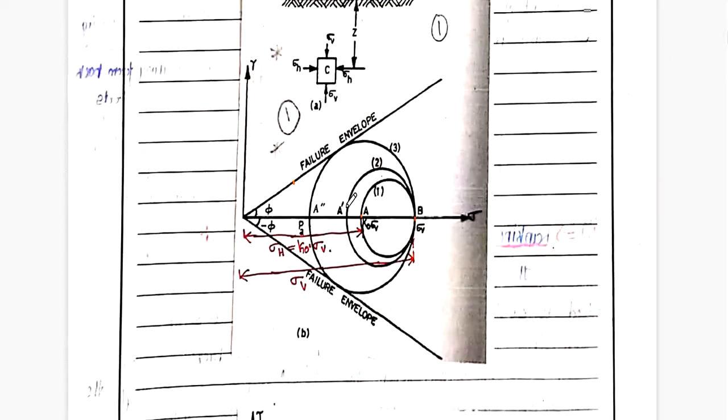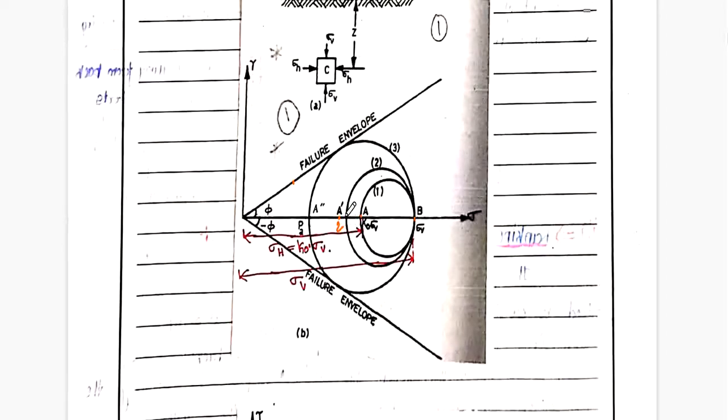Similarly, if the retaining wall has slightly moved, A will shift from A to A dash. What is this A? A is nothing but sigma h. As the retaining wall is moving away, A is shifting towards the origin, because if the retaining wall is at rest, sigma h is here. If the retaining wall moves a little bit away from the backfill, sigma h is going to reduce. You can see from here to here, it has reduced now. This is the second case.